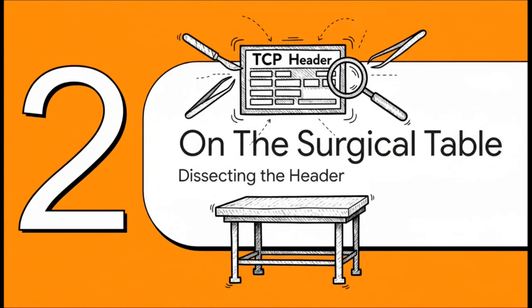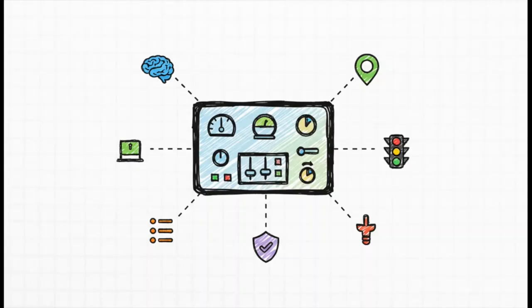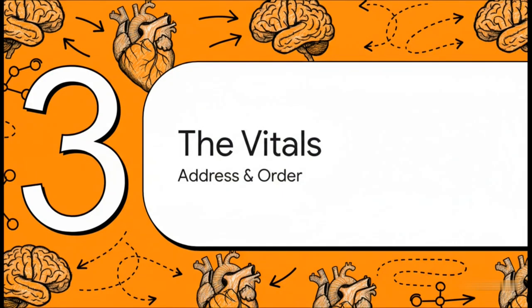Okay, so we've carefully unpacked our TCP segment. Now it is time for the main event. We're placing its most important part, the TCP header, right here on our imaginary surgical table for a much closer look. You see, this header, this is the brains of the entire operation. It's made up of all these different fields, and you can think of them like tiny digital organs. Each one has a super specific, super critical job to do. They manage literally everything, from addressing to making sure things arrive in order, to flow control, and even checking for errors.